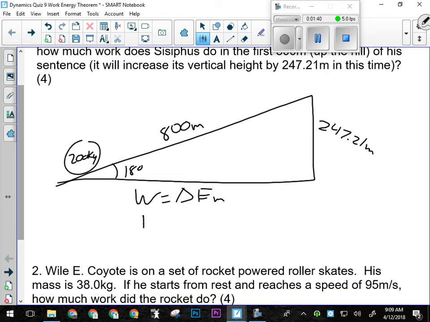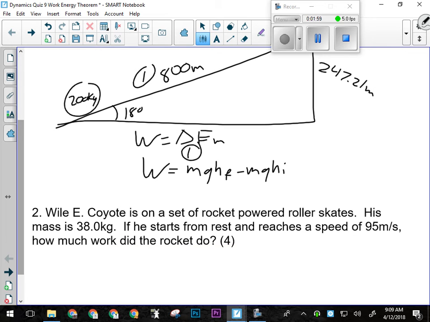We just need W equals m times g times h final minus m times g times h initial, because we're only changing the potential energy. So if they have something like givens, give them a mark for that. If they have something along these lines, give them another mark for that. Our initial potential energy is at the bottom of the hill, so it's 0. So really all we're left with is this.